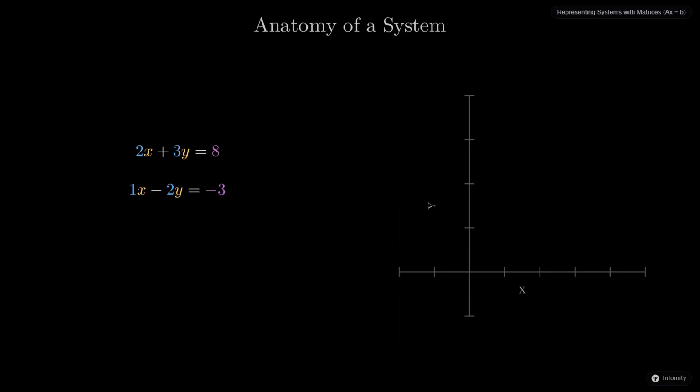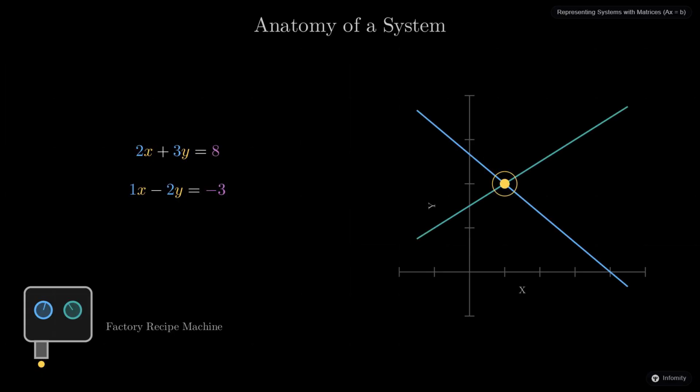Let's take our system, 2x plus 3y equals 8 and 1x minus 2y equals minus 3. We plot these as intersecting lines on a coordinate plane. In our factory, this represents two recipes sharing the same ingredient dials. The lines intersect at the perfect dial settings.